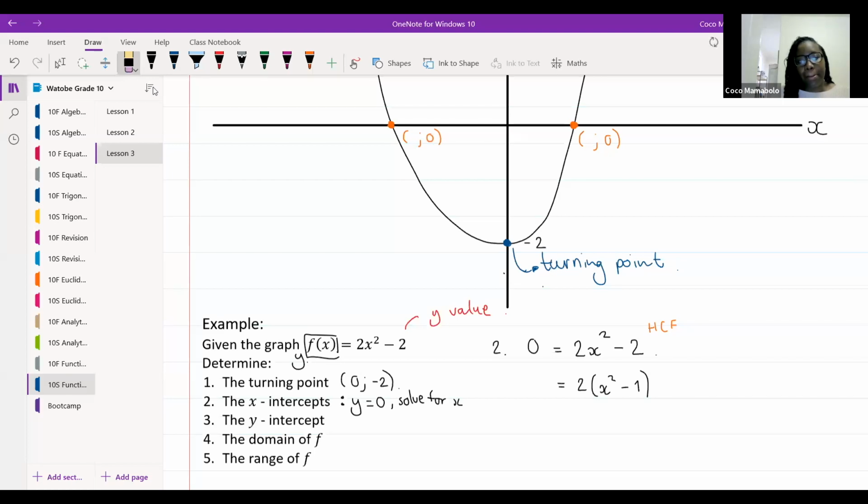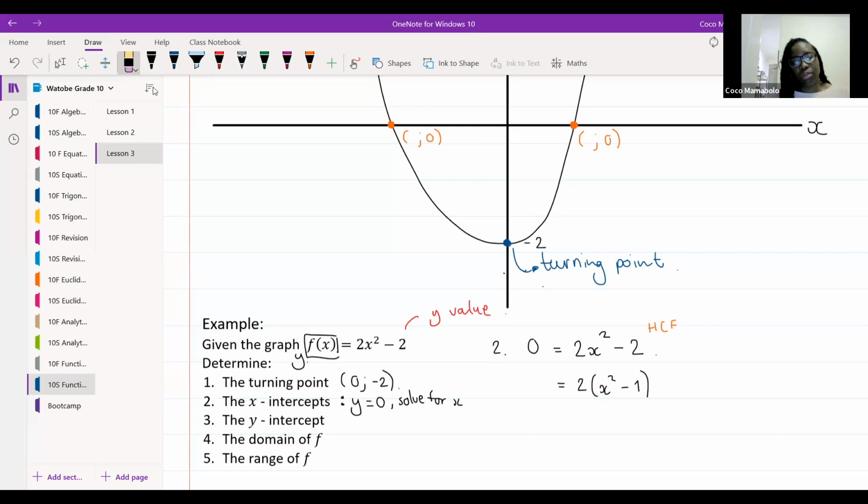Yes, can I ask if it is wrong if I transpose -2 to the left-hand side and then I divide by 2 both sides and I'm left with x squared and I introduce the square roots? No, that is perfect. That is 100% correct. But what is your answer? What did you get? X is equal to?